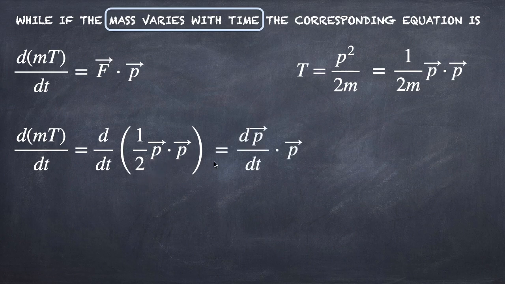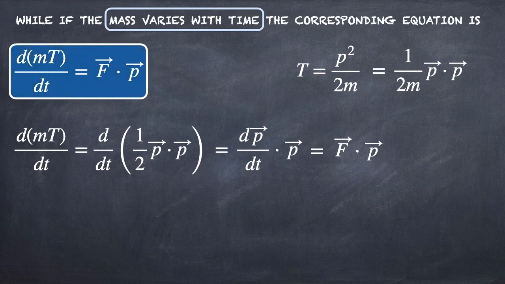And the result of this is the time derivative of p dot p, since the derivative of this product will result in a factor of 2, which will cancel out with this 2 here. And the result is this one. This term is exactly the force, so we just solved the problem. This is the force dot the momentum.